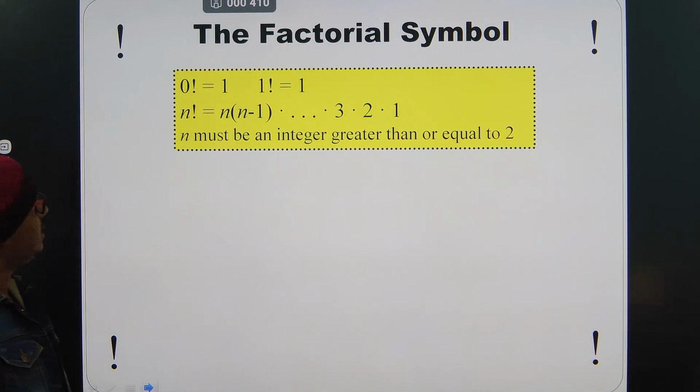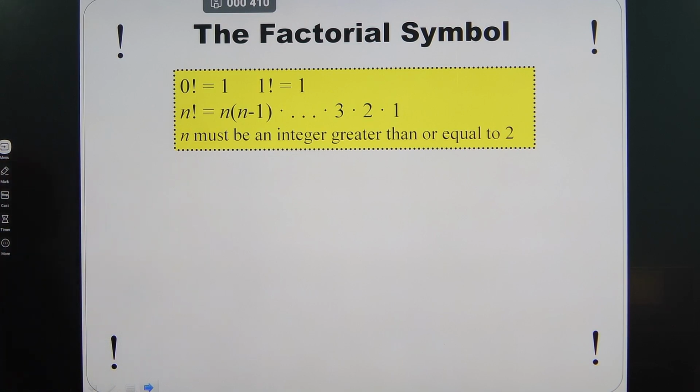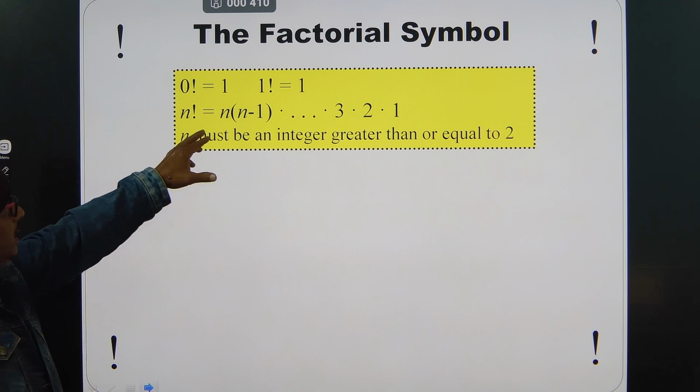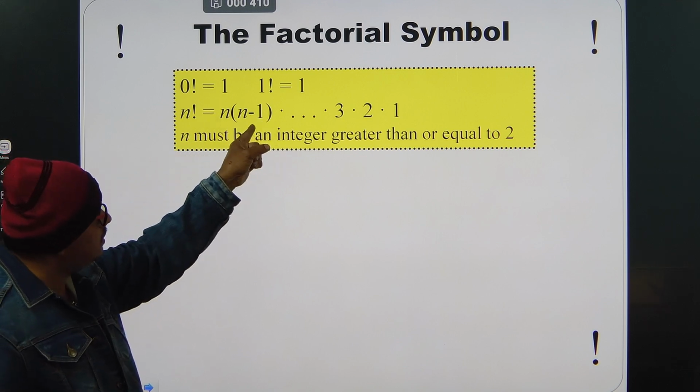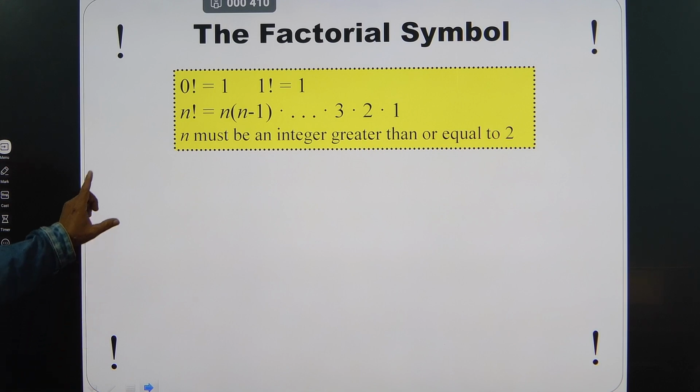Now the factorial concept or symbol. The exclamation symbol is the factorial symbol. We know that 0 factorial and 1 factorial are 1. n factorial equals n times n minus 1, and so on, multiplying down to 1. Like 4 factorial equals 4 times 3 times 2 times 1. n must be an integer greater than or equal to 2.